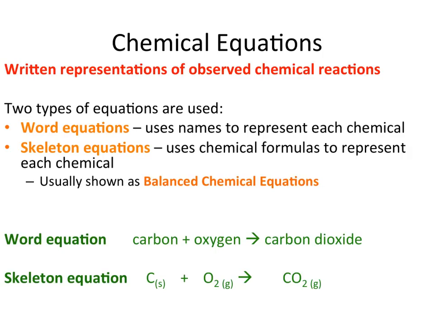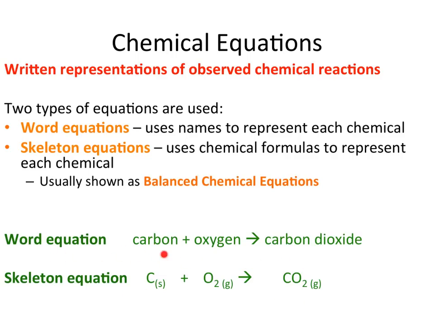Word equations obviously use the names and the words to represent the chemicals, while skeleton equations use the chemical formulas. The skeleton equation, however, is usually seen as a balanced chemical equation. So that means that we're taking into account the law of conservation of mass. On the bottom here, we see an example of both of them.